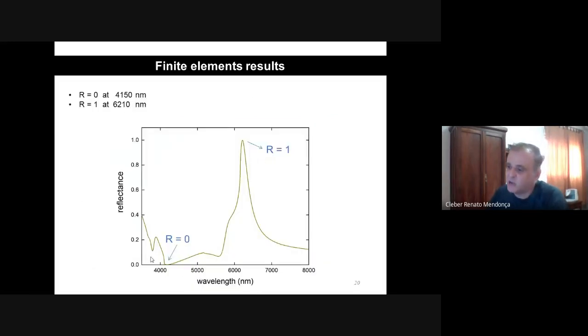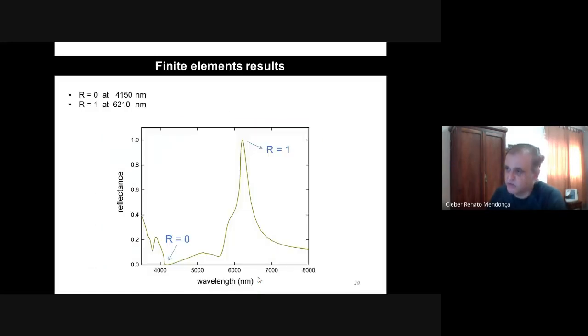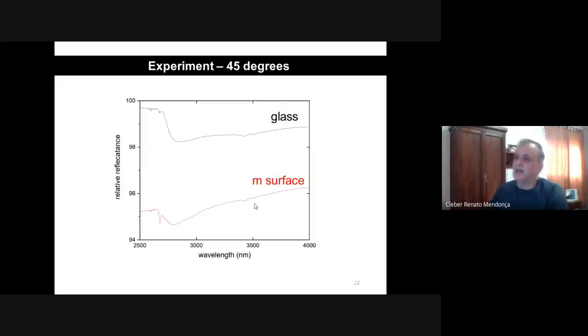So here again, I show this profile, the spectrum of the reflectance for n equals 3. As you can see now, at 4 microns the reflectance goes to 0, and at about 6 microns the reflectance goes to 1. So that shows that we, in fact, can use lift to produce a structure in which we have no reflection, or in which we have a higher reflection at a given specific wavelength.